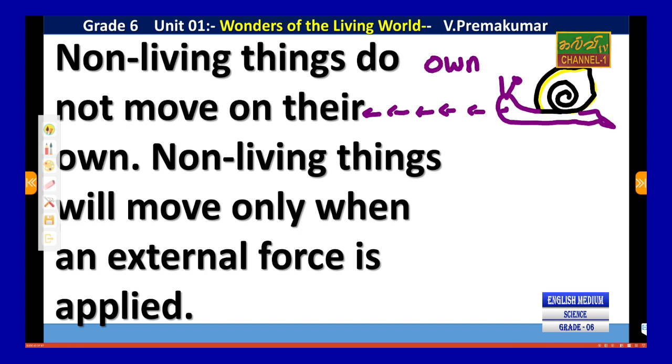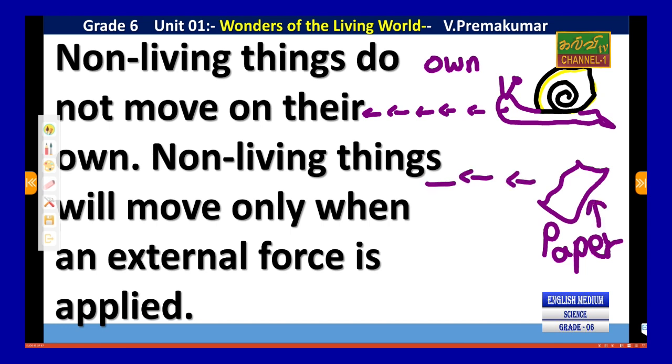But sometimes you can see a paper. This is a non-living thing. Paper, a non-living thing. What happened? It can move by using wind. Using wind, not its own.